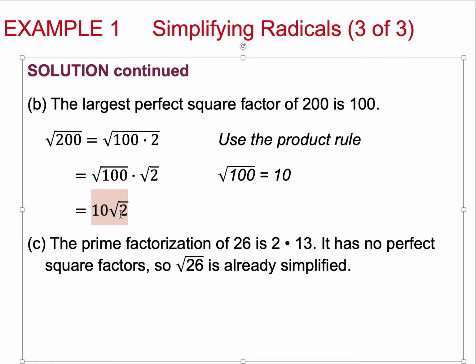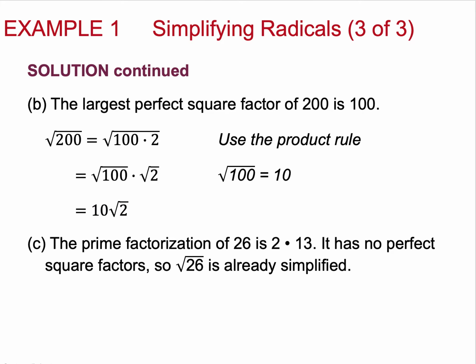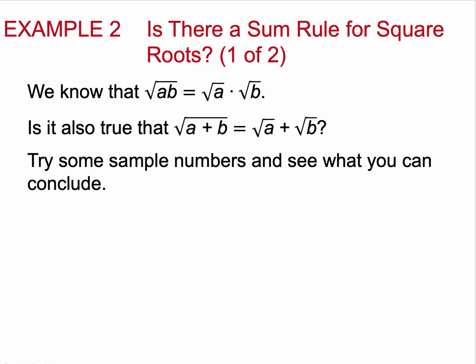And then from our previous sections, the prime factorization of 26 is 2 times 13. There's no perfect square number that 26 is divisible by, and there's no factor of 26 that is a perfect square. So that's as far as I can take it, and it's already simplified. And that's really important to recognize when something is actually done being simplified.